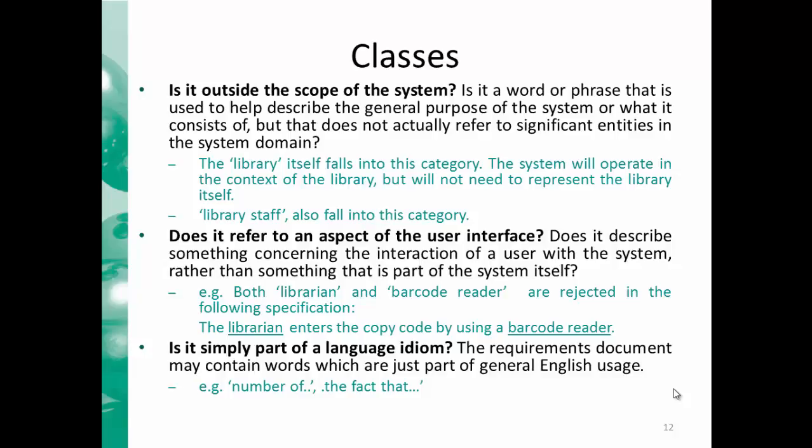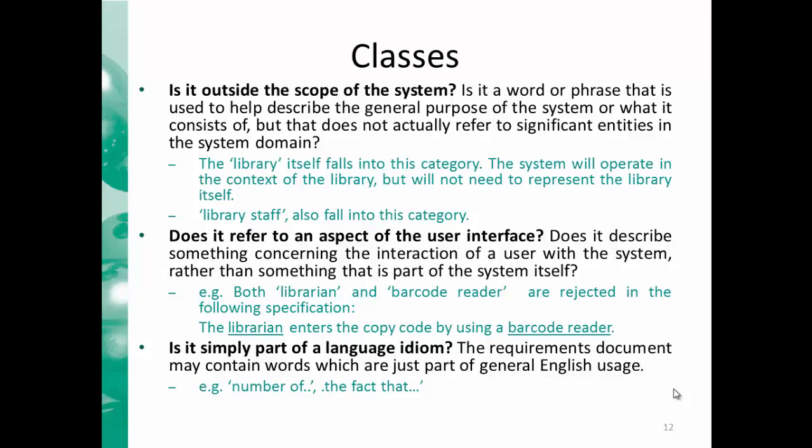The third point, if the noun or the noun phrase is out of the scope of the system, then I reject it. So the noun library falls in this category. The whole system that I'm building is a library. I'm not going to build a class called library. So this kind of phrases or words will help me describe the general purpose of the system. It's not meant to be a class in the system.